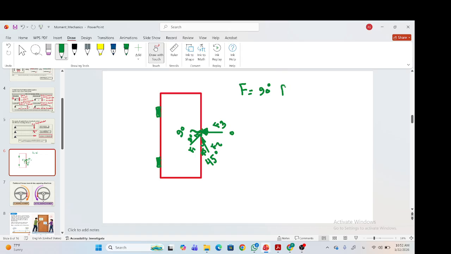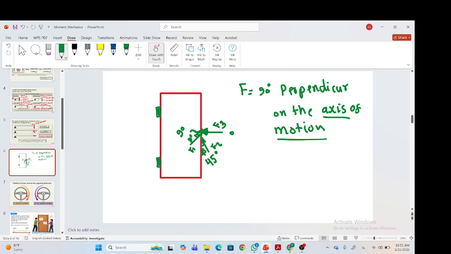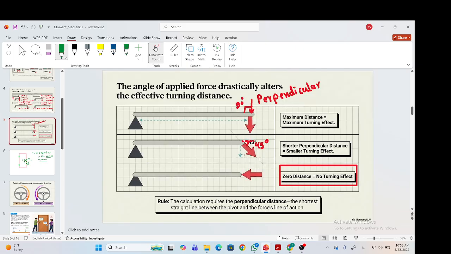90 degrees, or we can say perpendicular on the axis of motion. This point is very important. If you want to use your force effectively, the force that you are going to apply must be 90 degrees on the axis of the object which is moving. This is the most important point. And let's come back to here. For example, if you want this object to move up and down and you apply the force perpendicularly, then the object will move easily.